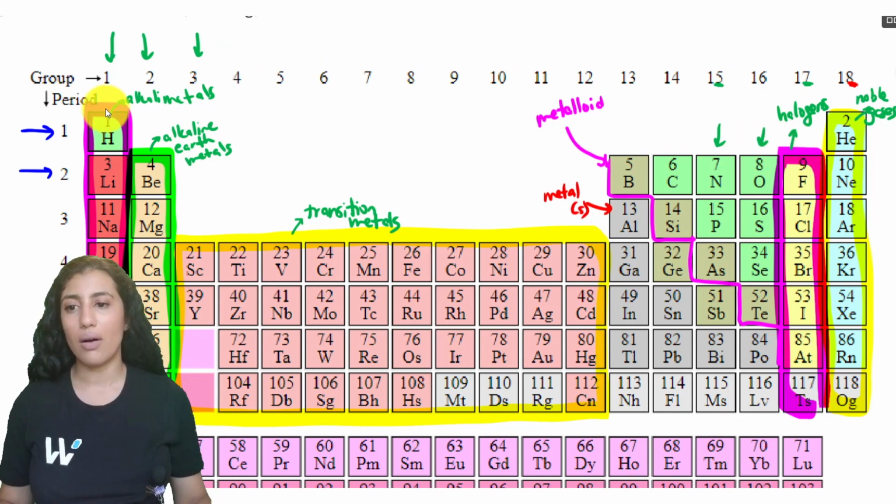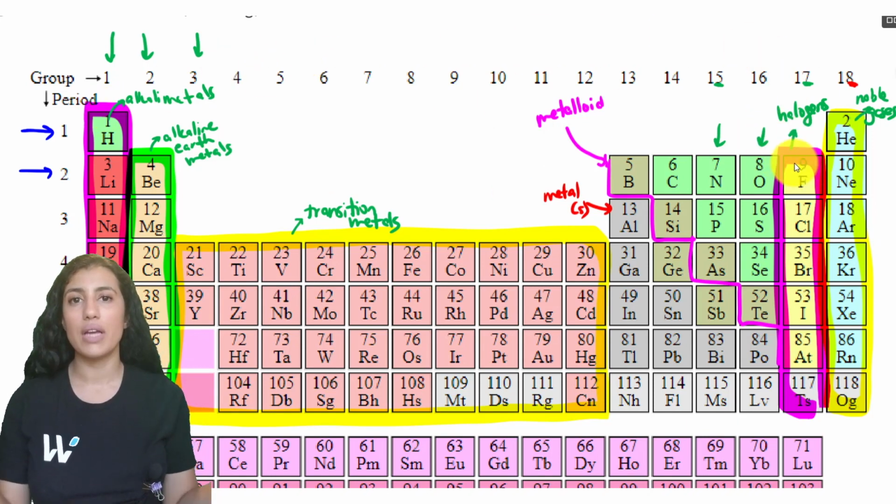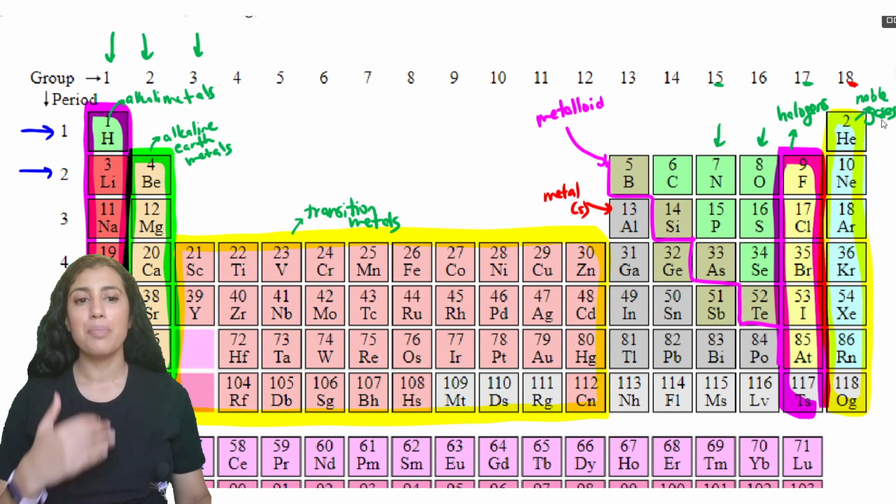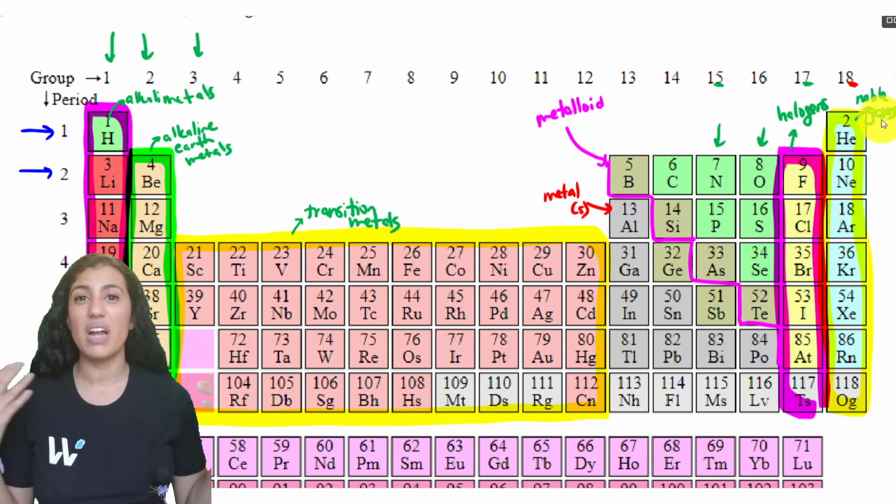It's very common for alkali metals and halogens to react together. So just know in general that those are both very reactive groups. And also know that the noble gases are very unreactive. They're already happy and have a full octet.